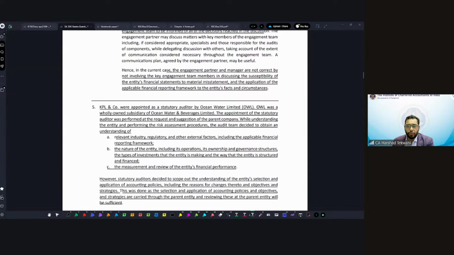Okay. So what do you think? Is there any problem in this? The approach they are adopting? Is there any problem in the approach that has been adopted by the KPL and company? Yes, no. Is there any problem in the approach adopted by the KPL company?